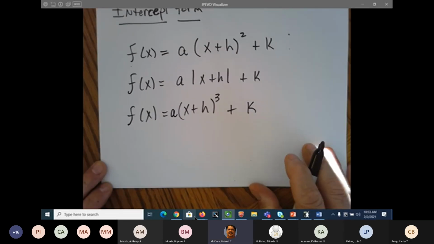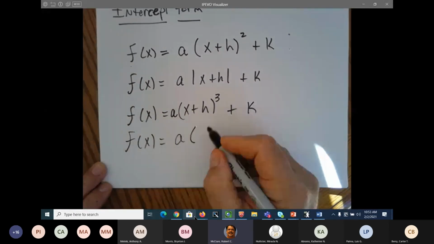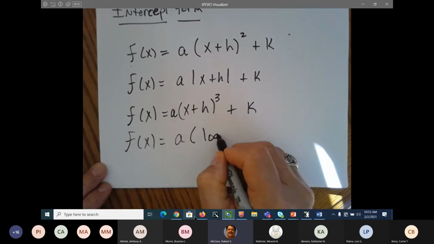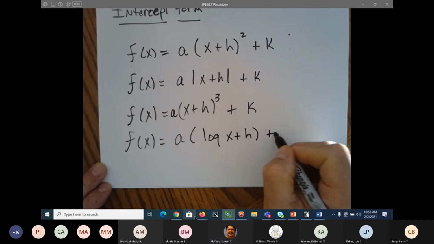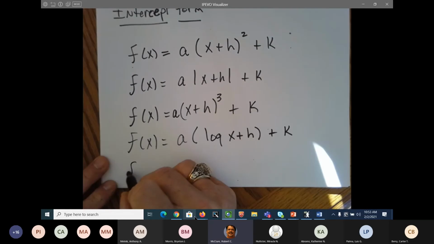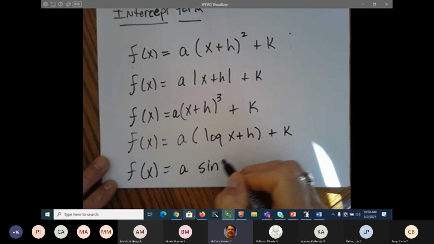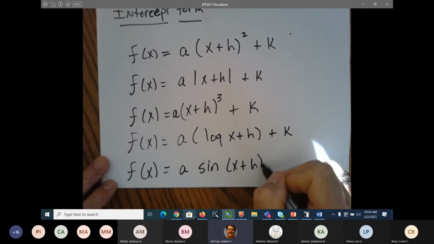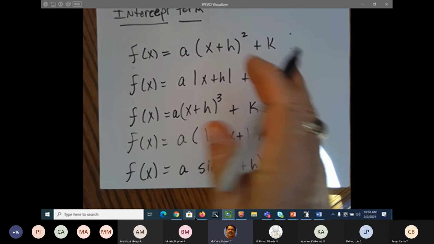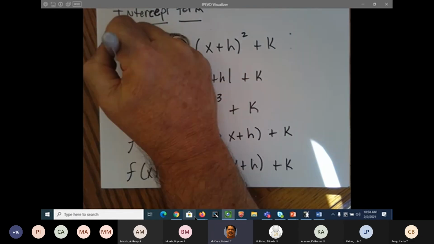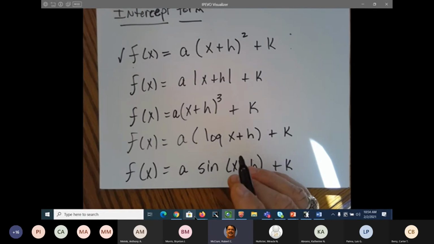F of x is equal to A times the log of x plus h plus k. And of course, A times the sine of x plus h plus k. Now, when I said I was going to do the quadratic and it would apply to all of them, yes, it will. A is orientation.